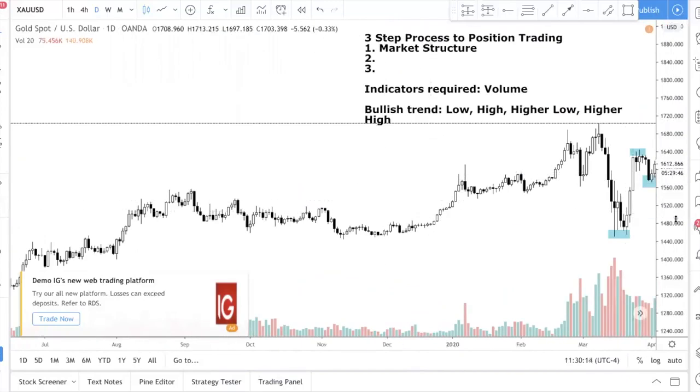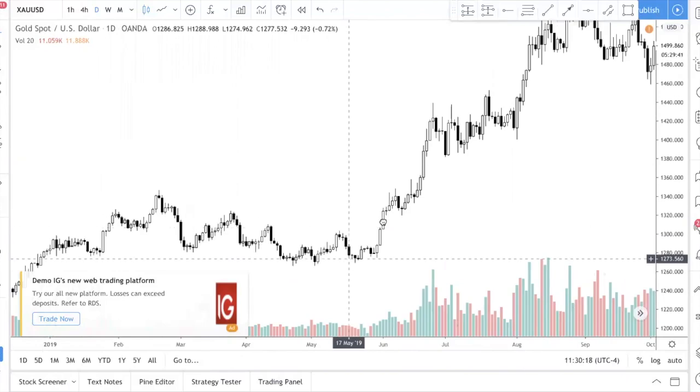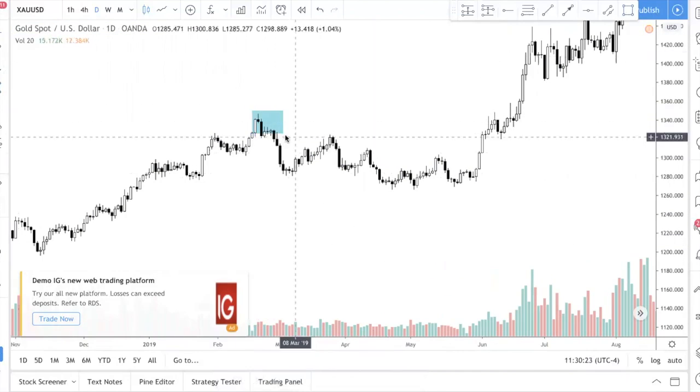Let's talk about the opposite, which is a bearish trend. A bearish trend is really just the opposite. Let me just draw it for you. You have a swing high.